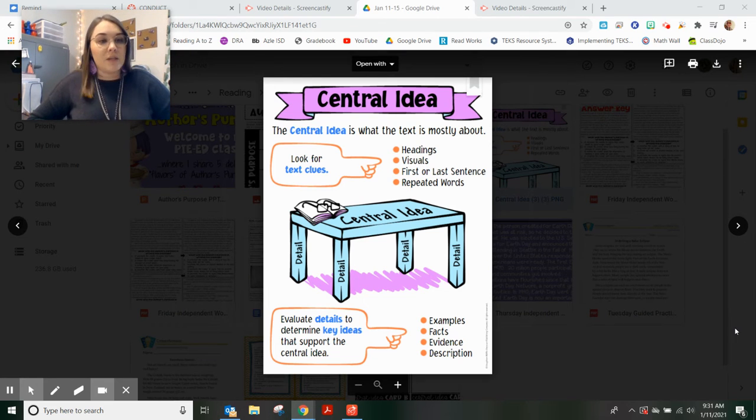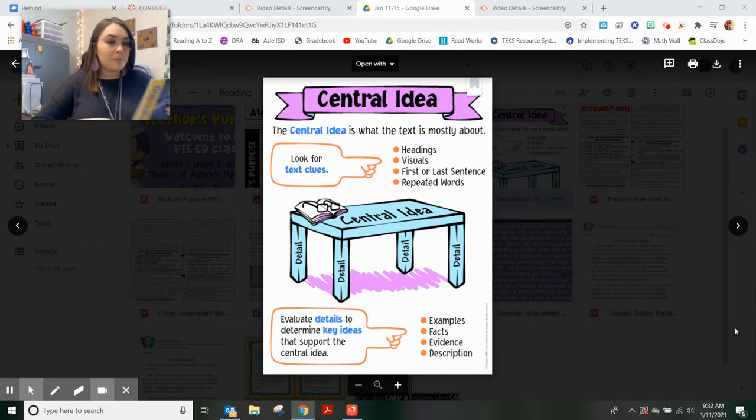When we look for central idea, we look at the headings, the visuals. Normally we can see it in the first or the last sentence and different repeated words. So then we look for the details to support that central idea. So I say this every time I teach this lesson. You're going to think of it as like this table. The tabletop is the central idea, but the details are what support that central idea.